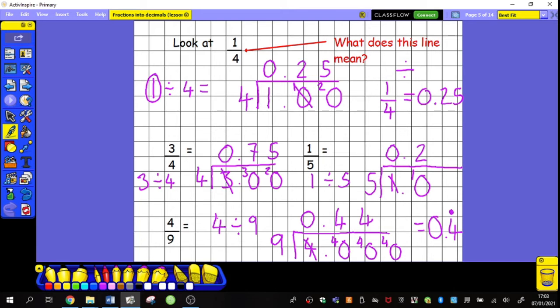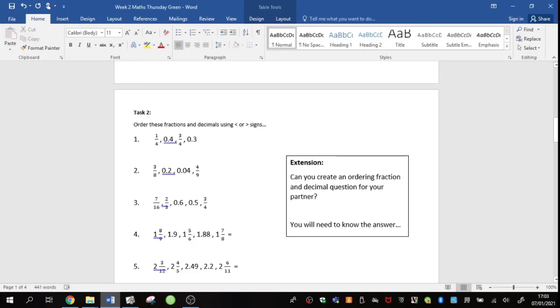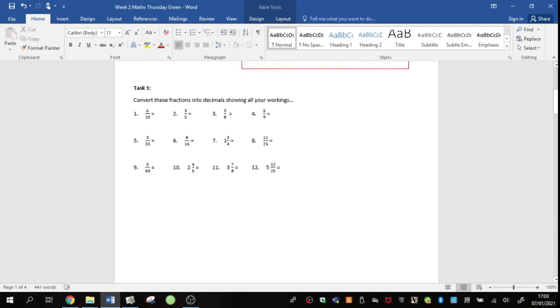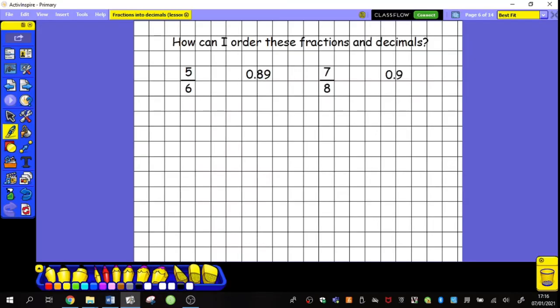So now what I'd like you to do is to have a look at task 1. Again, there are some more examples there on how to lay it out. I'd like you to choose 6 of these to do. It's completely up to you. I want you to convert these fractions into decimals, showing all of your workings. So pause the video now and press play when you're ready for task 2.